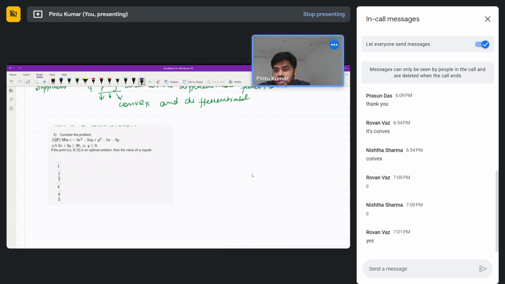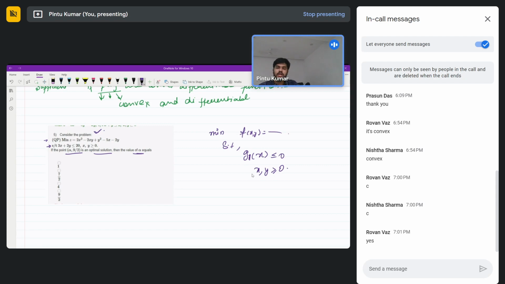The question is, consider this programming problem: z is equal to 2x square minus 2xy plus y square minus 5x minus 2y, subject to some constraint. Let's write it cleanly. Minimize f of x, y subject to some g1 of x less than or equal to 0, and x comma y greater than or equal to 0. It says that alpha comma 9/2 is an optimal solution. Then we have to find the value of alpha.